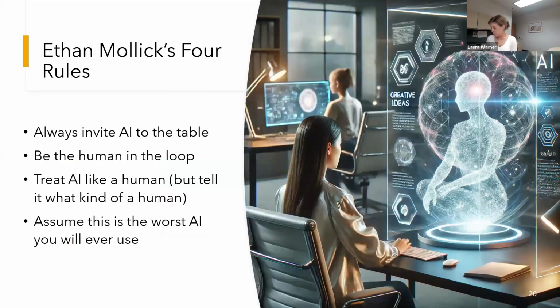Okay, and I'm going to leave you just after this basic introduction of AI with Ethan Mollick's 4 rules for moving forward. So always invite AI to the table because it's here to stay. So anything you do, think about how AI could be involved. I'm not saying that you have to sign on with them, just always think about how they could be involved.